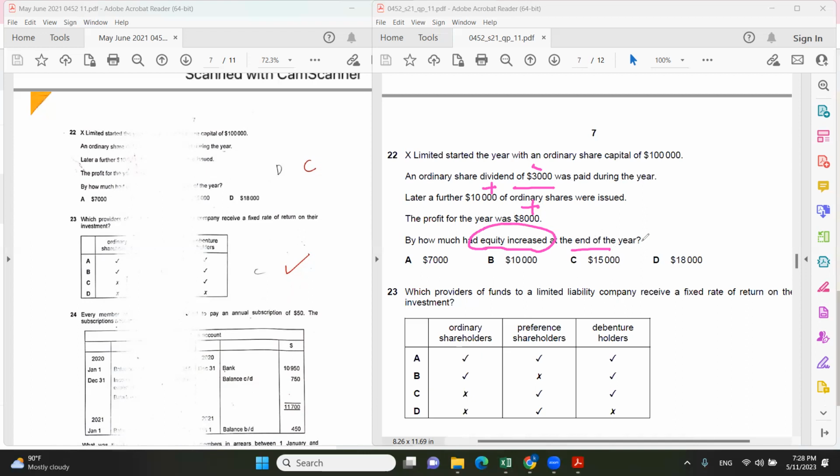Okay, we calculate the end of year amount. Take 100,000 minus 3,000 plus 10,000 and then plus 8,000. So 100 minus 3 plus 10 plus 8, we get 115,000. The question is talking about equity increase, which means that you take this one and compare with this one, 15,000. Okay, next.